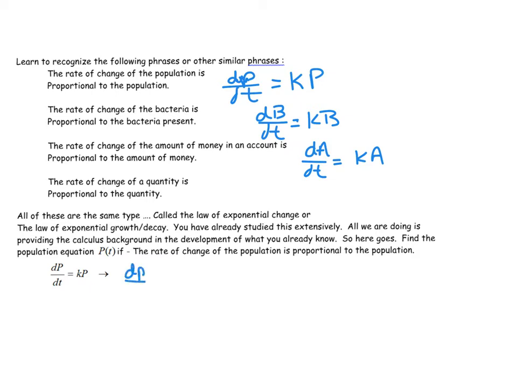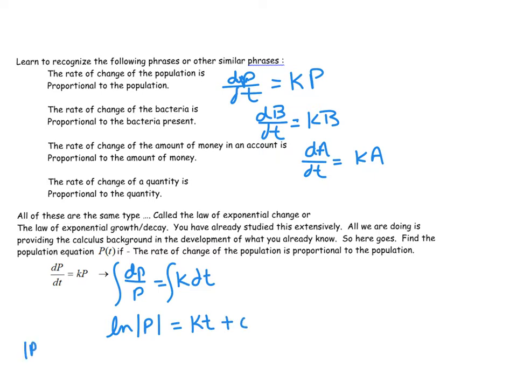dP over P would equal k dt. And if we integrate both sides, that will be the ln of the absolute value of P equals kt plus C.